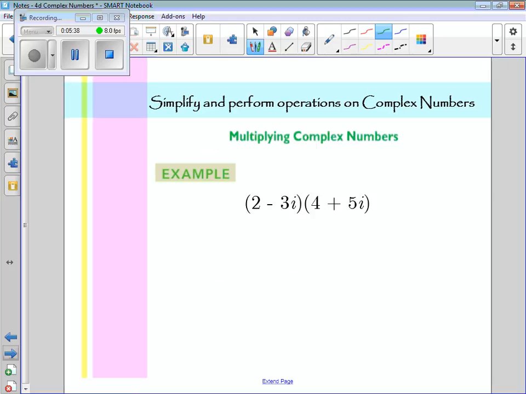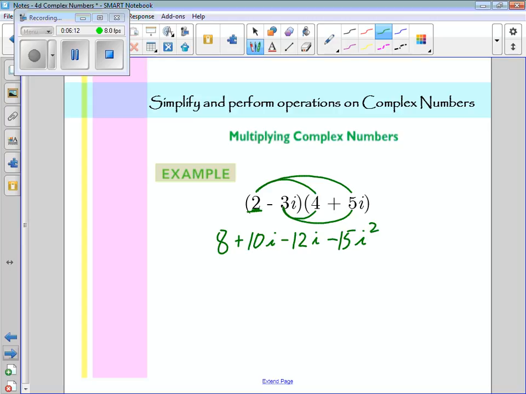Next is multiplying. So with multiplying, again, you treat it very, very similar to variables. We have a binomial times a binomial. Some of you notice FOIL is really double distribution. So we're distributing the 2. So 2 times 4 is 8, and then 2 times 5i is 10i, just like the variable. Negative 3i times 4 is negative 12i. Negative 3i times 5i is a negative 15i squared.